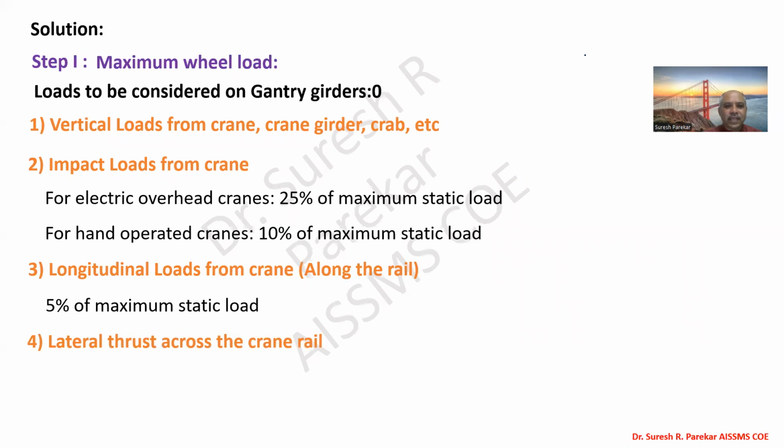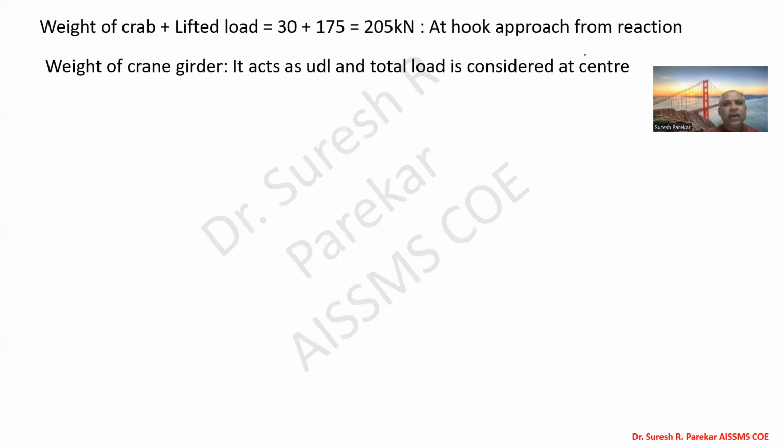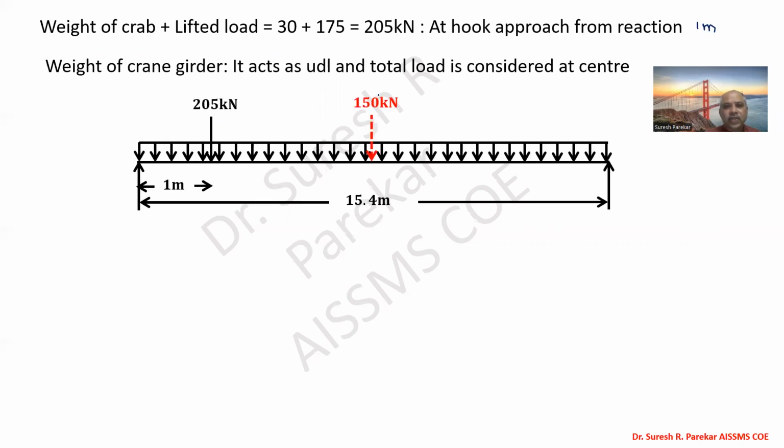Now we have already seen this. We have static load, that is weight of crab plus lifted load, that is 30 plus 175, 205 kilonewton, at hook approach from the reaction, and hook approach we have 1 meter. Then we have weight of crane girder acting as UDL, that we know already. So these values are shown over here. We have this as 15.4, and this is 1 meter, which is my hook approach.